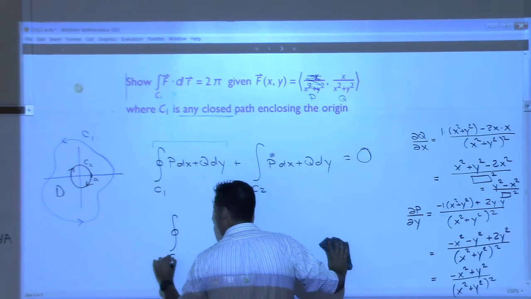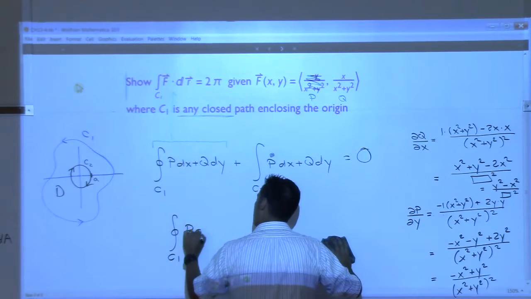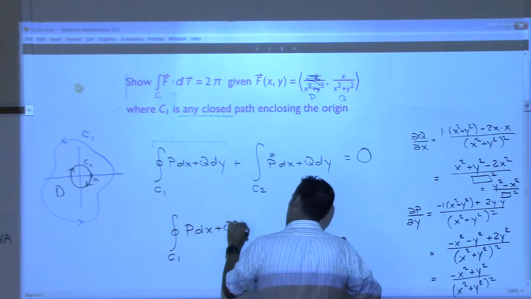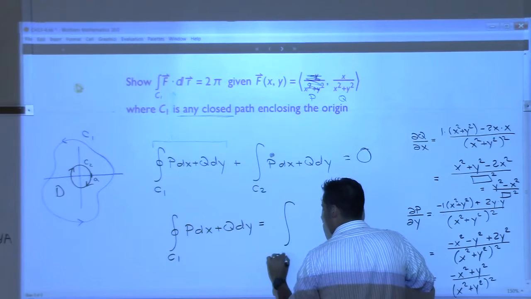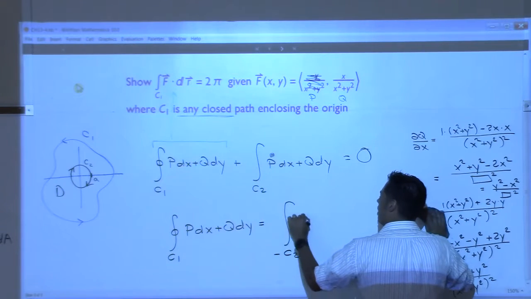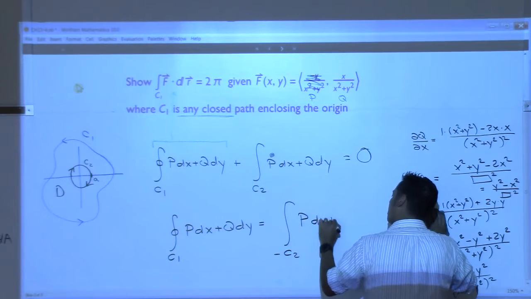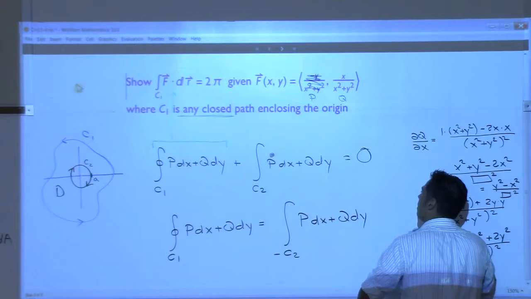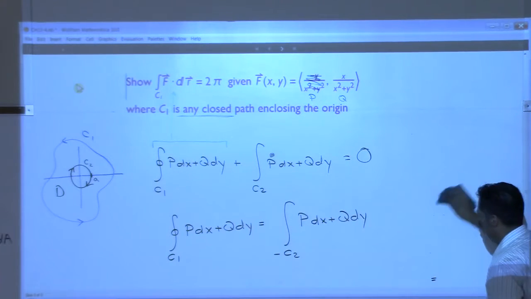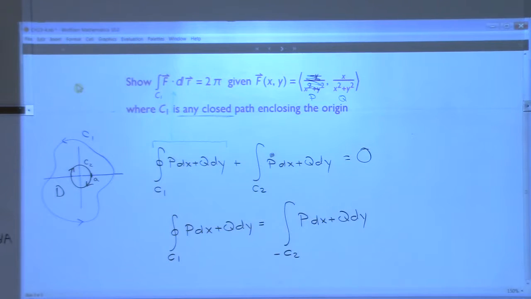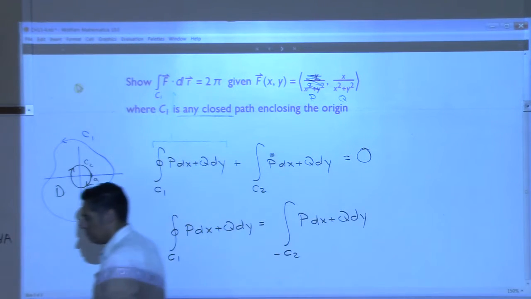The closed line integral over the closed curve C1 of p dx plus q dy is equal to the line integral over negative C2 of p dx plus q dy. All right, we're getting there. We're almost done here. Another 47 minutes and we'll be done with this problem.